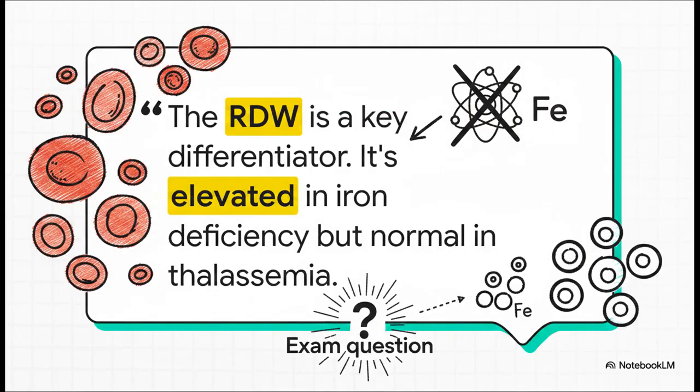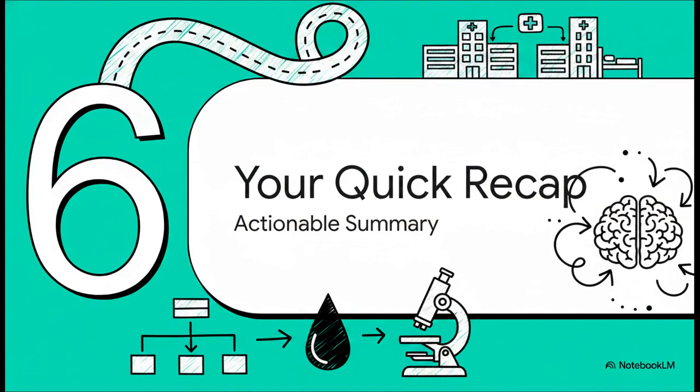And third, don't you forget the RDW. This is a huge exam favorite. A high RDW, what we call anisocytosis, points you strongly towards iron deficiency. A normal RDW in a patient with microcytic anemia should have you thinking about thalassemia trait. It's a fantastic clue.